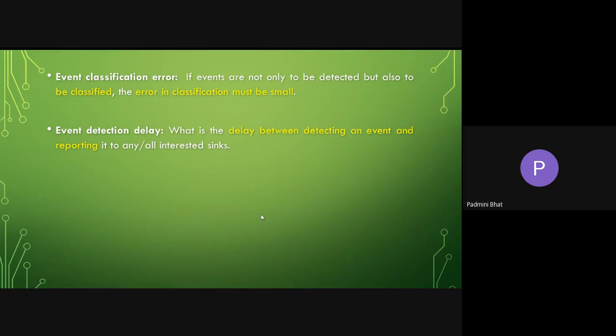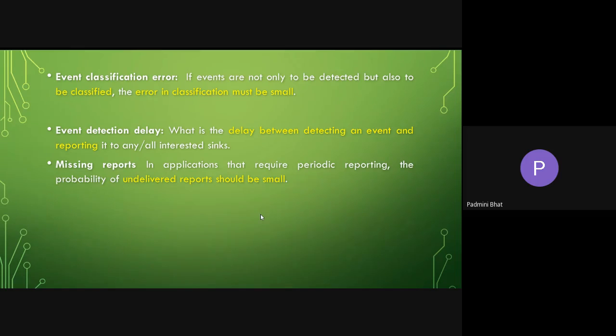Event detection delay: the delay between detecting an event and reporting it. In some cases it can't wait, it must be reported immediately when detected. The heartbeat variation of a patient has to be immediately reported to the nurse's mobile, the doctor's mobile, or an alarm, however you have designed it. But if it has detected and reporting is delayed, the patient is suffering, not being attended by anybody. That is a problem that also has to be taken care of.